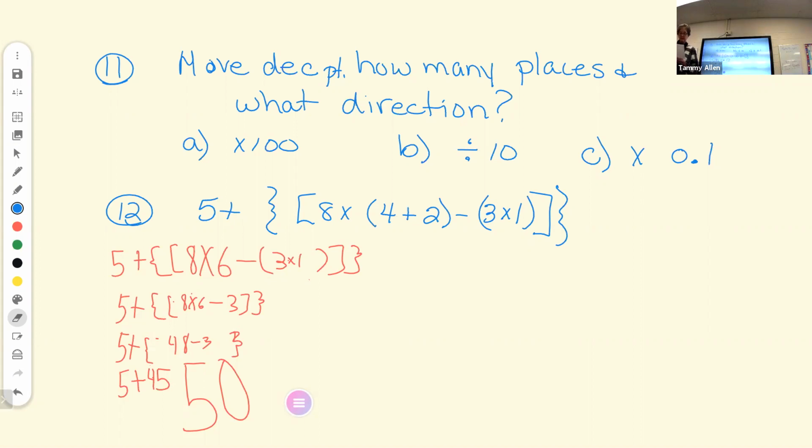Number 10, when we subtract, what is our difference? 95 cents. Any questions on that? Number 11, we multiply by 100. How many places and what direction does the decimal point move? 2 to the right. Part B, we divide by 10. What happens to the decimal point and in what direction? 1 to the left. We multiply by 1/10. What happens to the decimal point? 1 to the left. Any question on those three?